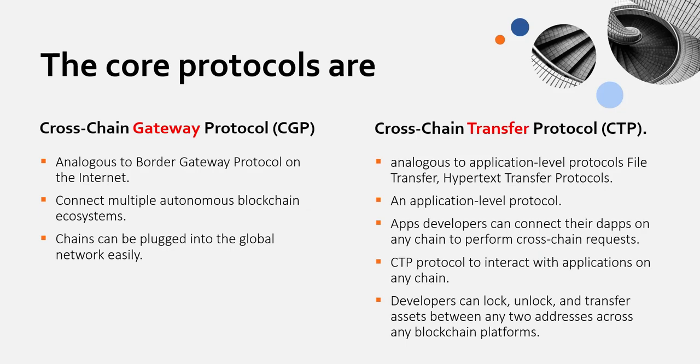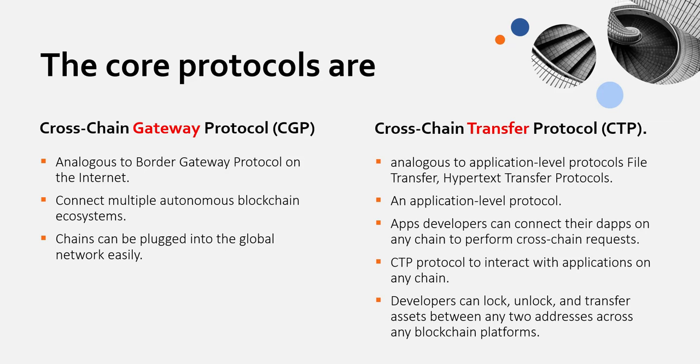The core protocols are Cross-Chain Gateway Protocol, CGP. This protocol is analogous to Border Gateway Protocol on the Internet. This protocol is used to connect multiple autonomous blockchain ecosystems and is responsible for routing across them. Blockchains do not need to speak any custom language, their platform developers do not need to make any custom changes on their chains, and their chains can be plugged into the global network easily.